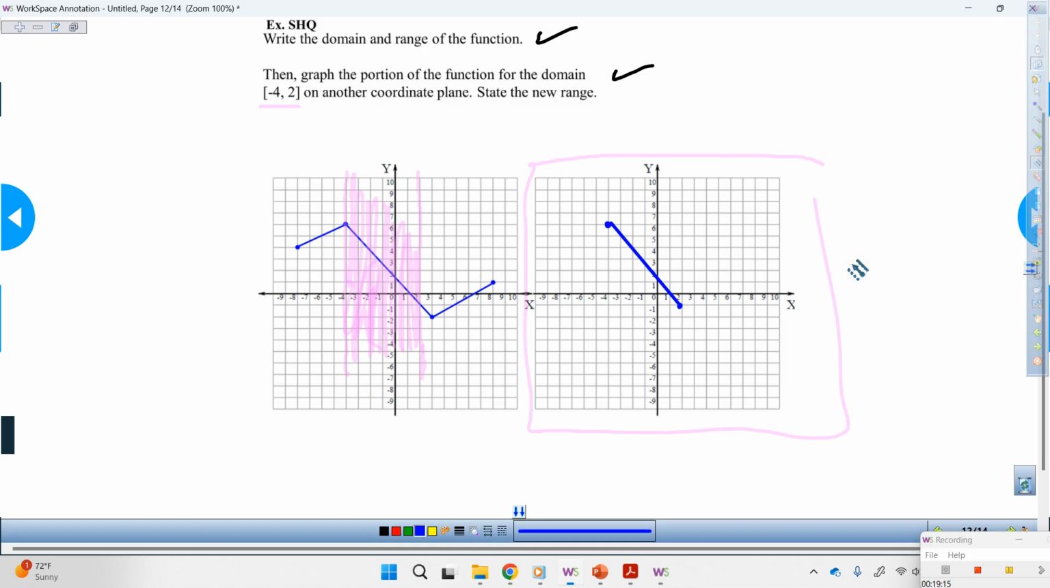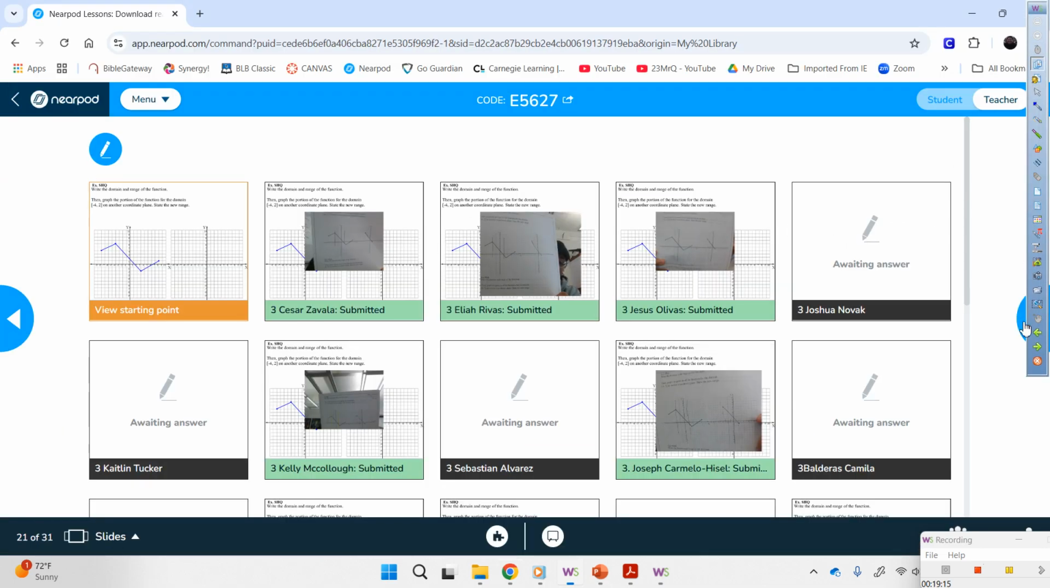That is correct. And let me double check to see if it matches. Hold on, let me straighten this out. Let's see. Yeah, pretty much from there to there. All right. Send that in, please. Let's go to the next one.